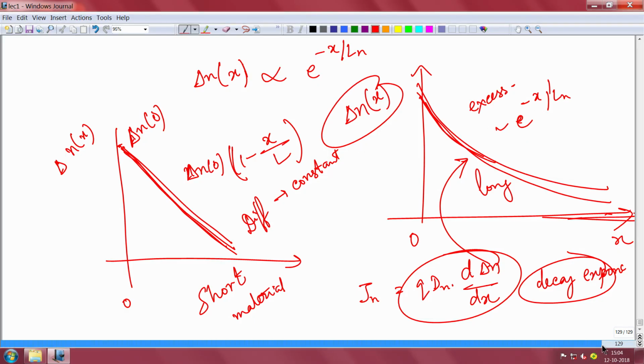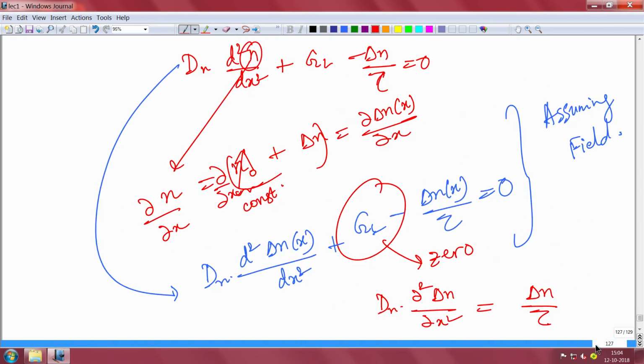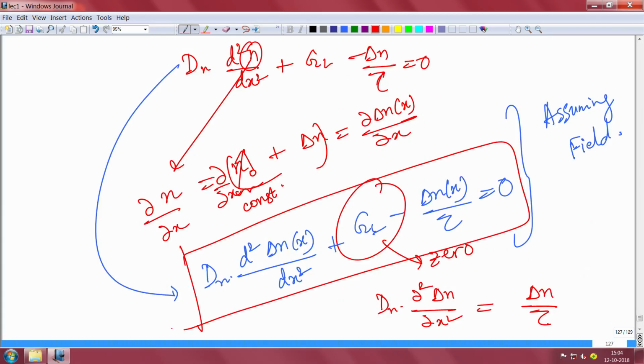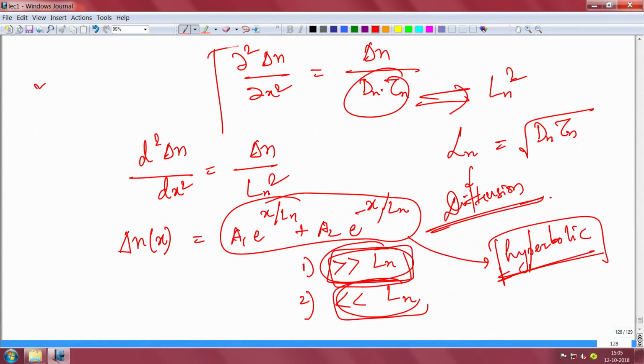What are the assumptions we made? We made some very big assumptions. One of them is that there is no field, and that is why we are able to derive this equation. If there is a field, then there will be a drift component that we are neglecting, and we are also neglecting the optical generation rate. Only in that case are we able to write this second order differential equation that we are solving to get this decaying profile.